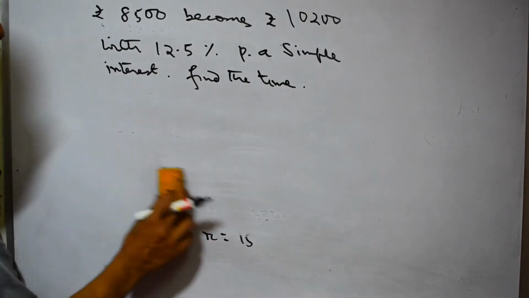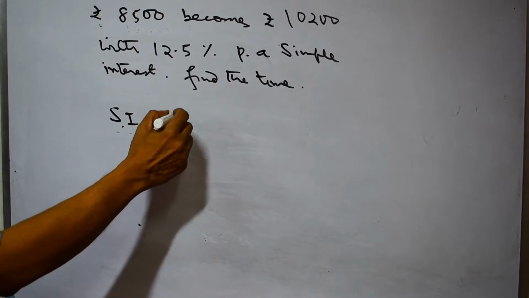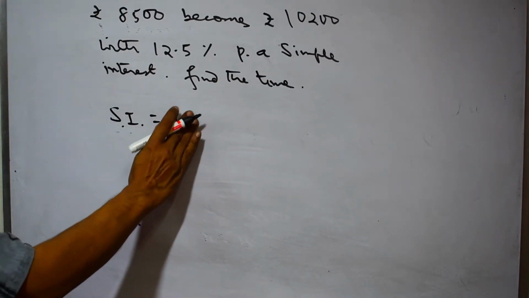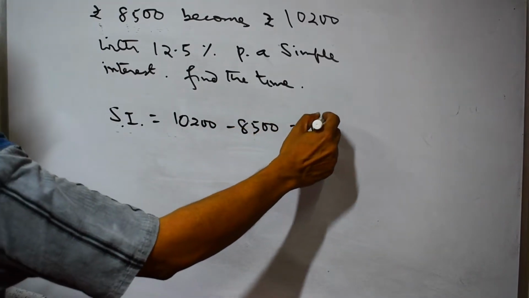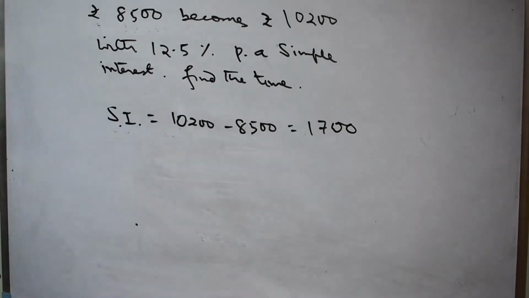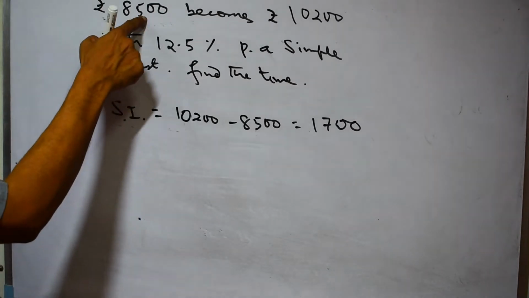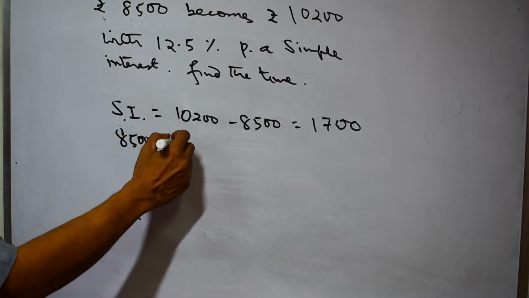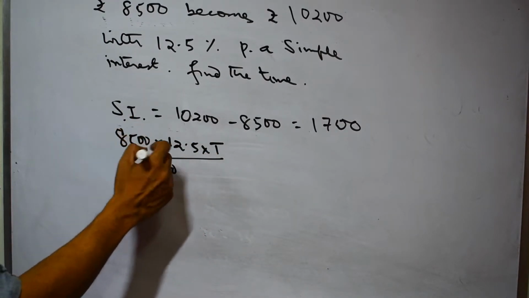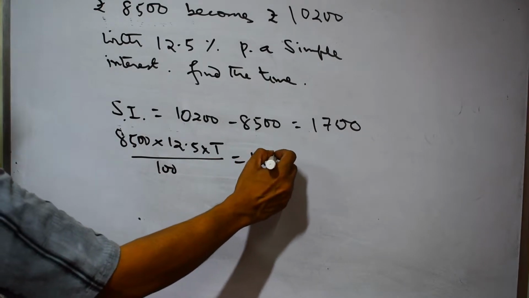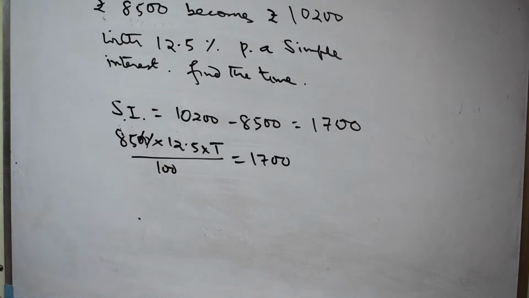So here the simple interest SI is 10,200 minus 8,500, that is 1,700. Now this 1,700 simple interest we can calculate from 8,500 into 12.5 into the time, which we don't know, divided by 100. And our answer is 1,700.